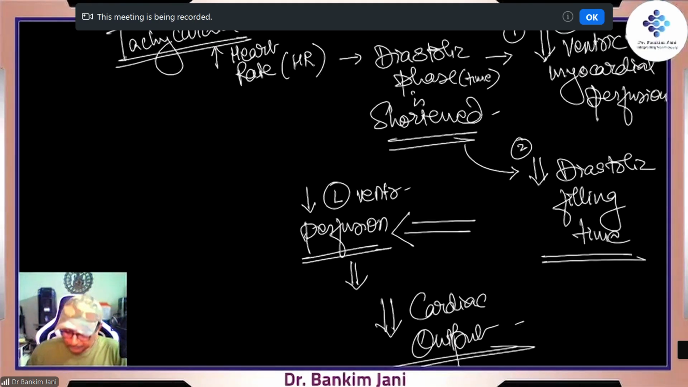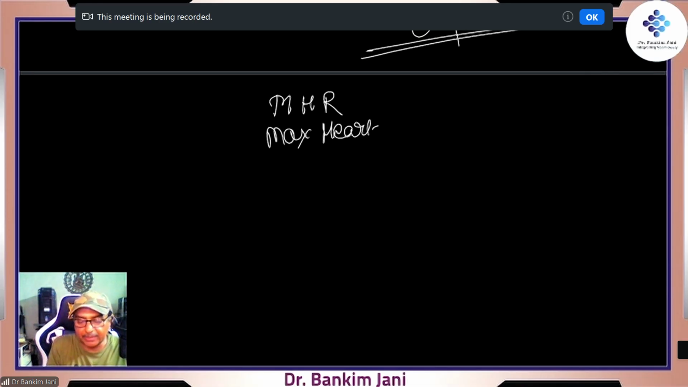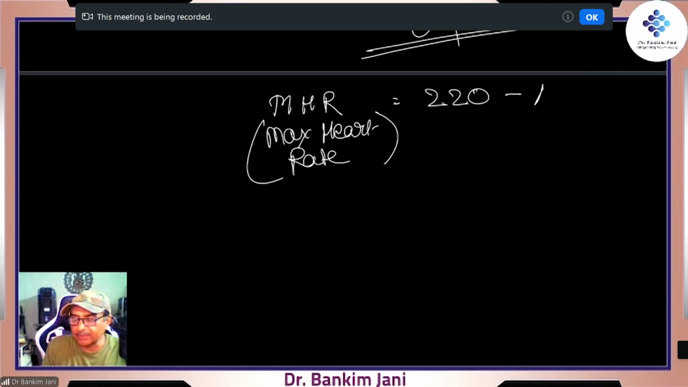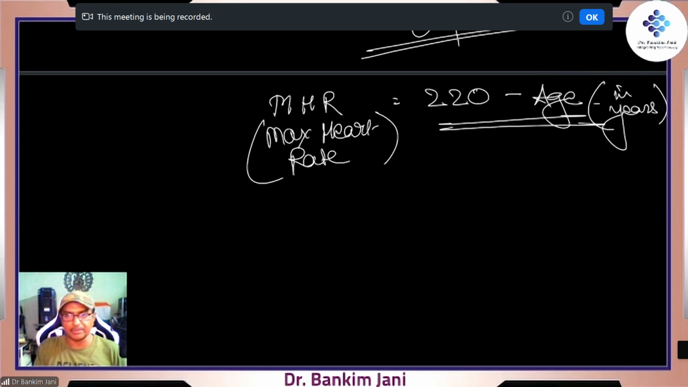Okay, let's go into slightly still more detail. When we talk about maximum heart rate, I'll write it for you, max heart rate, right? And last time we said that max heart rate is very easy to calculate. All you need to do is 220 minus the age in years, and that's it. This is a normal standard formula.